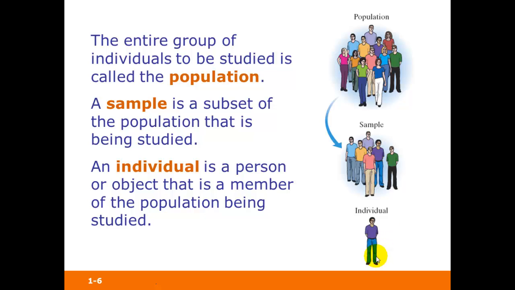And again, our population is made up of, whether they be people or objects or animals. So we have our population, which is the large group. It's made up of individuals. And then the sample is a smaller group that's selected from the population.